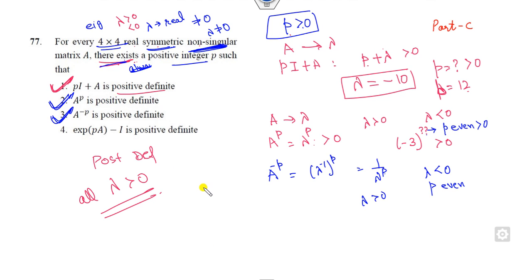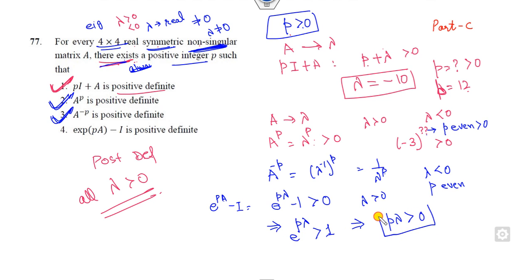What is the eigenvalue of e raised to the power P A minus 1? A has the eigenvalue lambda, so it has P of this. When will it be positive, greater than 0? What is the meaning of that? e raised to the power P lambda is greater than 1. It means P of lambda must be greater than 0.